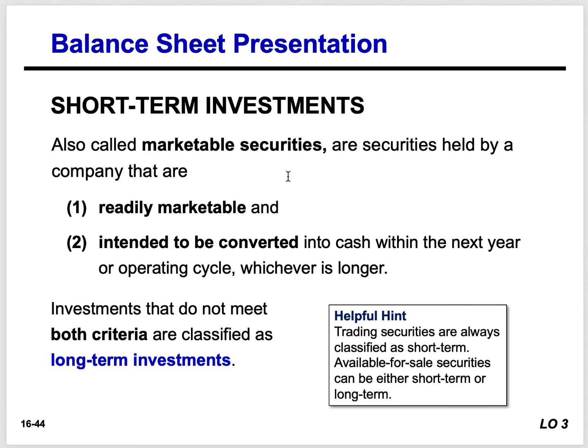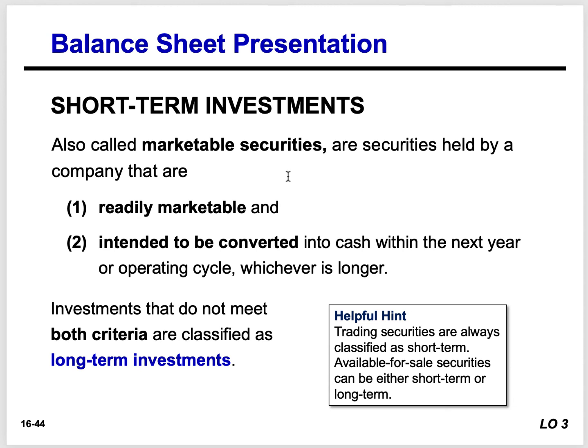Real quick, when we're looking at the balance sheet, right? Because we got to put together the balance sheet. The balance sheet presentation is going to say short-term investments, okay? Those short-term investments, we also call them marketable securities, right? Again, these are securities that are held by a company. They are readily marketable, meaning I can turn around and sell them whenever because there's a market for them. And these short-term investments have an intent, right? What's the intent of short-term investments? To be converted into cash within the year or the operating cycle, whichever is longer, okay?